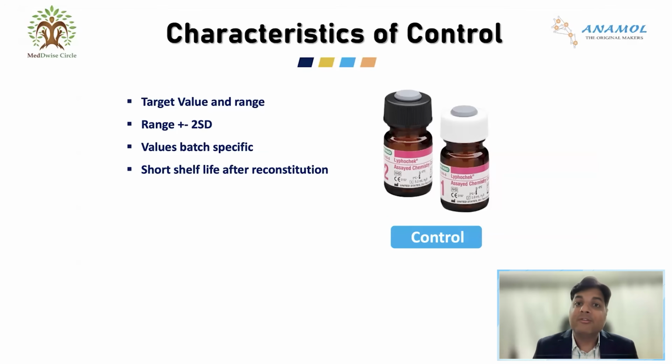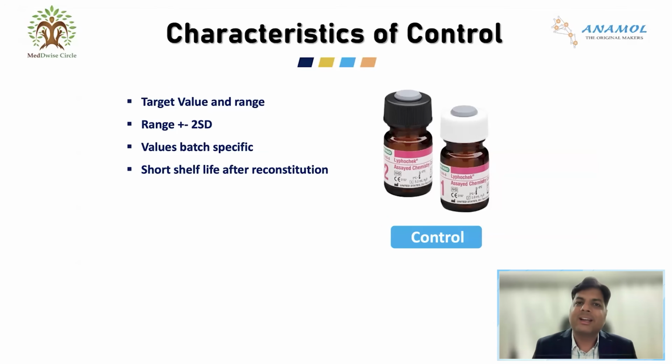But in every control vial, for every parameter or every analyte, there is a target value and there is a range. The range is usually between plus and minus 2 standard deviations. In short form, it is called plus minus 2SD. Again, we will understand in our future video lectures what the meaning of standard deviation is, and what the meaning of plus minus 2 is.